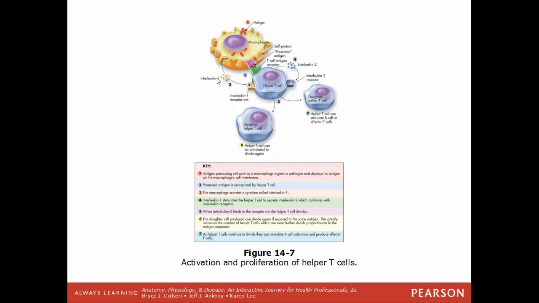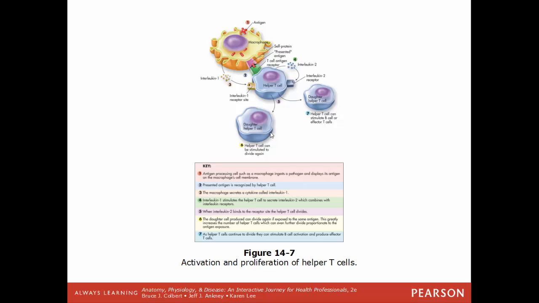This interleukin-1 will stimulate the helper T to secrete interleukin-2, which is another cytokine. When that interleukin-2 binds with other receptors on its surface, this will help the helper T cell to divide, and divide fairly rapidly. And these cells that are produced are called daughter cells. Now, the daughter cell that's produced can divide again if it's exposed to the same antigen. So this greatly increases the number of helper T cells pretty rapidly.